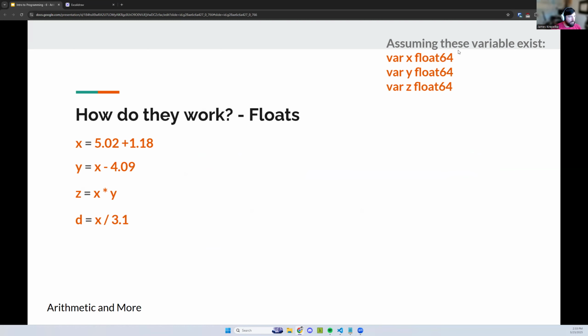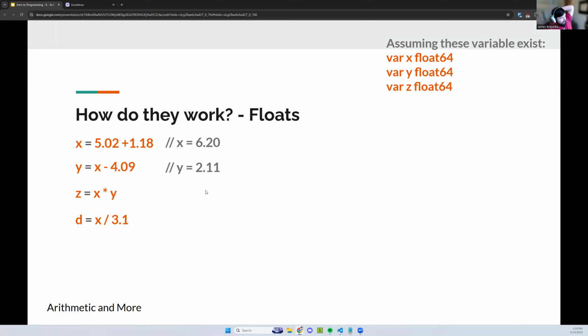So looking at this, we're going to again assume that the variables exist. But 5.02 plus 1.18, what are those? That adds up to what? 6.2. So 6.2 or 6.20 is going to end up in x, right? 6.2 minus 4.09 is close to this. I think it's 0.211. Yep. Wait, 2.11, sorry. 2.11. Yeah, that makes sense.